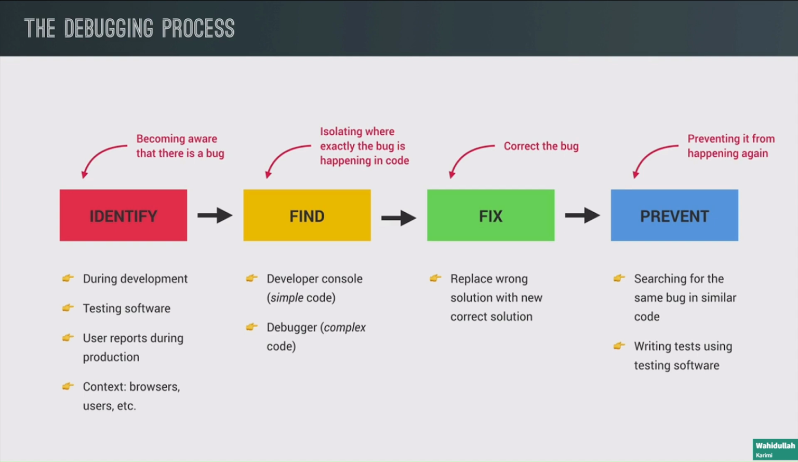A more advanced way of preventing bugs is to write tests using testing software. And I might add a bonus section on testing to the course at some point, because this is actually an important part of software development. Okay, and that's it. That's a broad overview of debugging in programming. And we really just scratched the surface here.